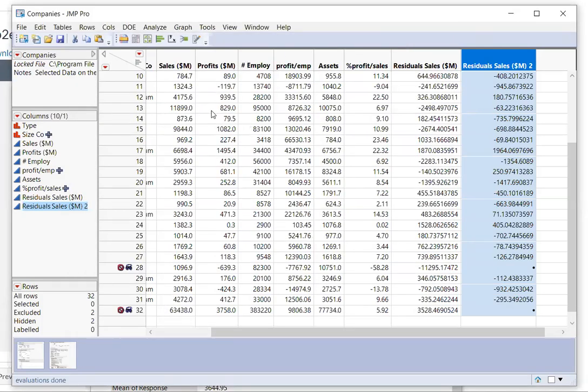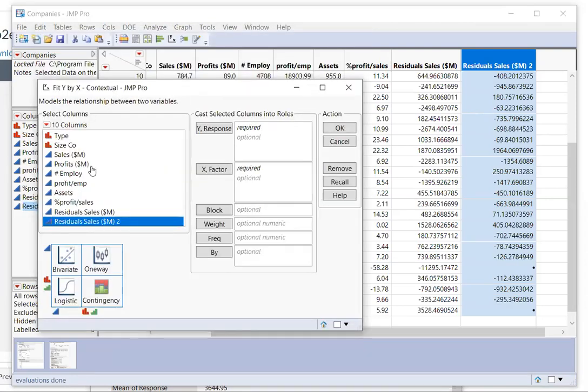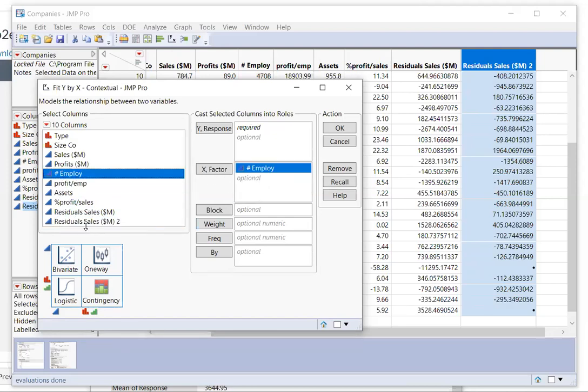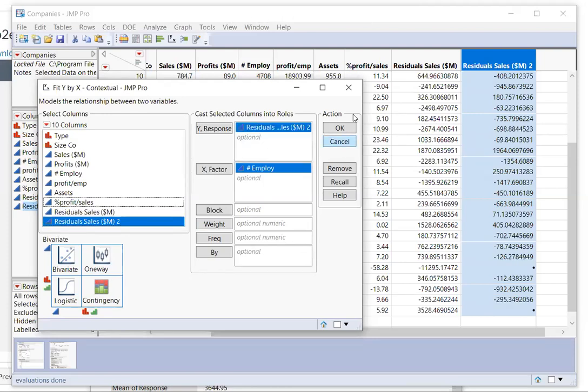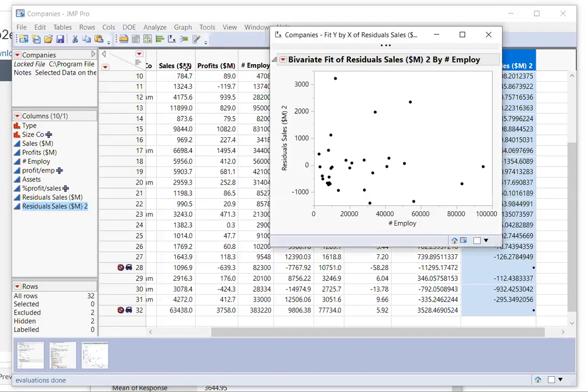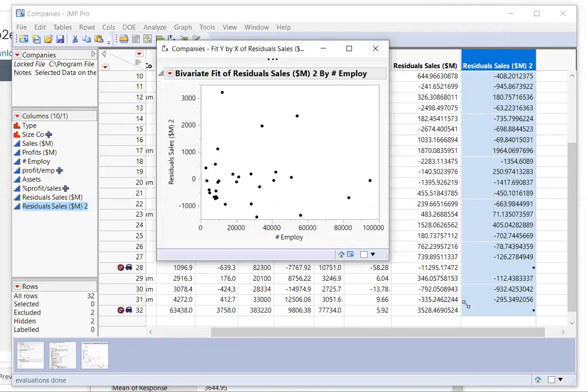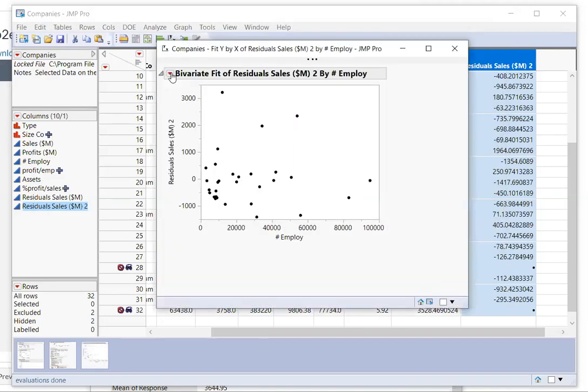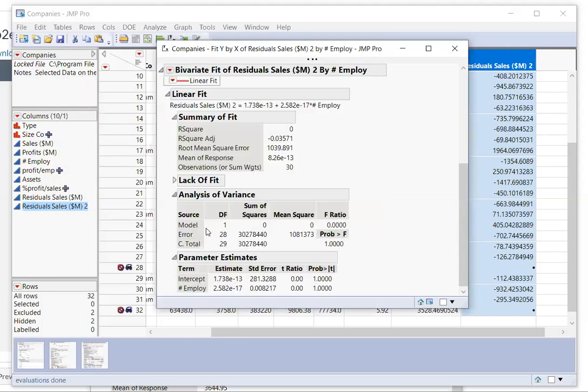Let's analyze the last part, the last two conditions. So we had number of employees as X, residual 2 as Y. This is much better than the first one. So let's see, fit line.